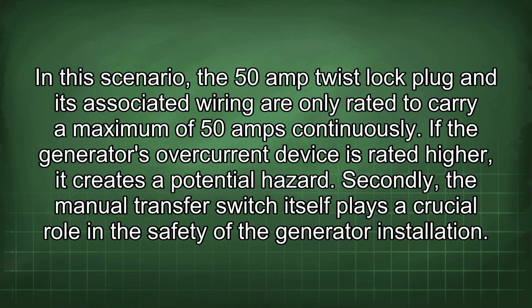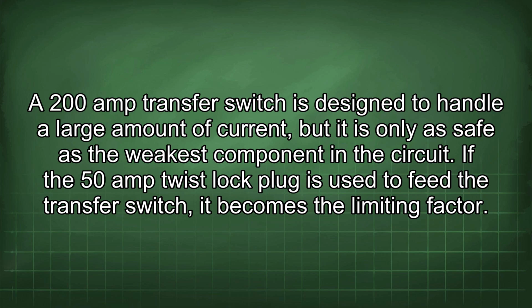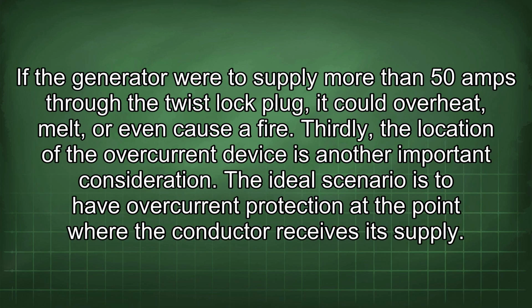Secondly, the manual transfer switch itself plays a crucial role in the safety of the generator installation. A 200 amp transfer switch is designed to handle a large amount of current, but it is only as safe as the weakest component in the circuit. If the 50 amp twist lock plug is used to feed the transfer switch, it becomes the limiting factor. If the generator were to supply more than 50 amps through the twist lock plug, it could overheat, melt, or even cause a fire.